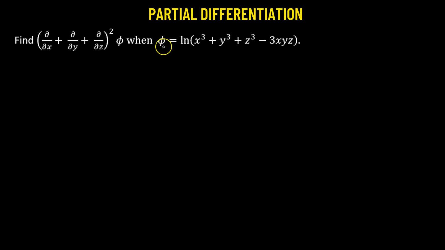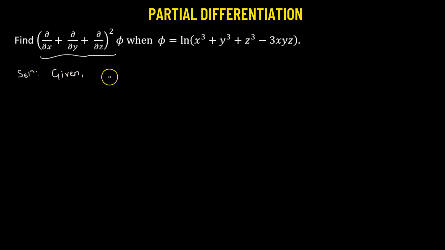So here we have a function phi of 3 variables given by logarithm of x cubed plus y cubed plus z cubed minus 3xyz. Now we need to find out the value of this particular expression. So let's begin. Let's start with whatever we are provided with.